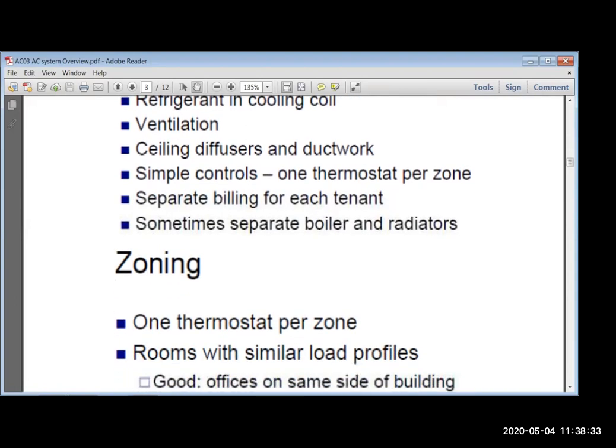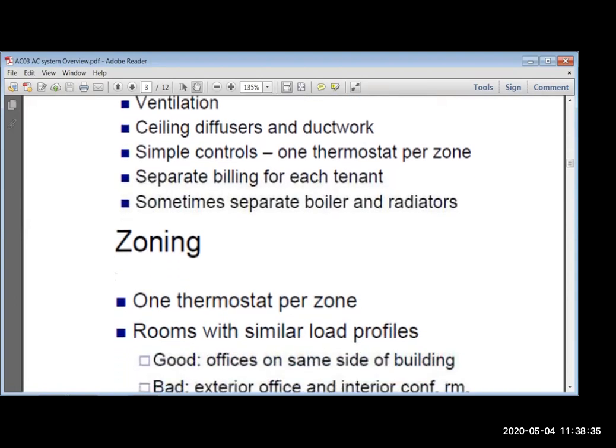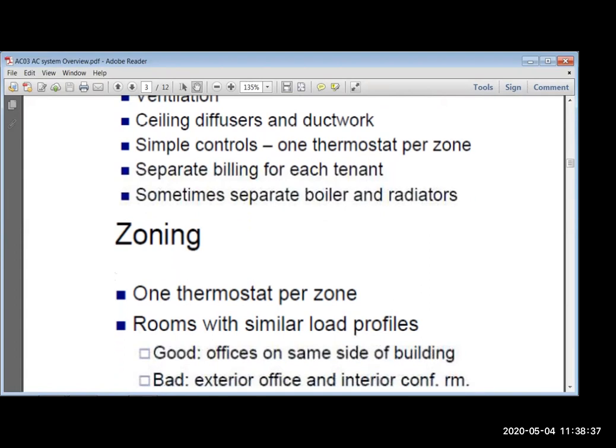Now, ceiling diffusers and ductwork are required to distribute air in different zones and different rooms, and within the room in different corners and places, over and near the occupants. Now, simple controls: one thermostat for one zone is enough. The thermostat allows the user, the occupant, to control what temperature he needs to be set in the room.